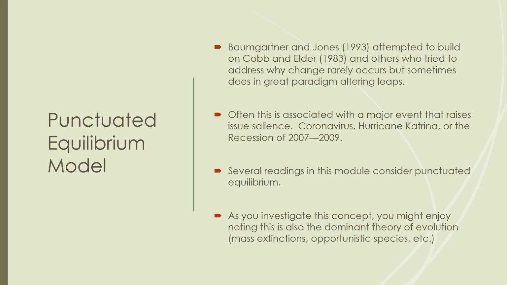Now, a very popular approach to this is the so-called punctuated equilibrium model. Baumgartner and Jones built on an older model from Cobb and Elder and said that change rarely occurs, but sometimes there's a huge change that occurs all at once, a paradigm-altering leap. Interestingly enough, this is what people now believe occurs in evolution, right? We don't believe in a slow, steady progress, but we see that at moments of crisis, species either adapt or they die out.